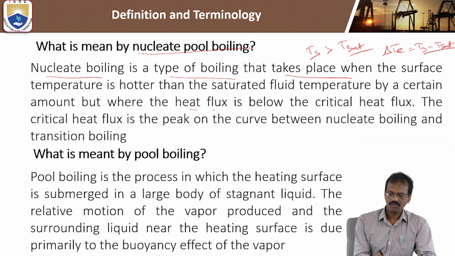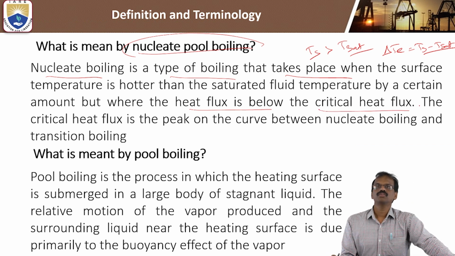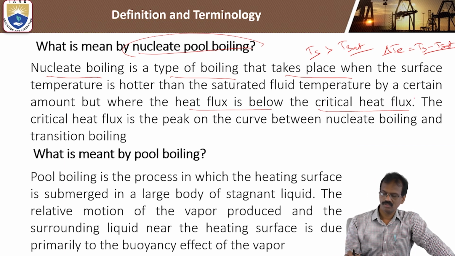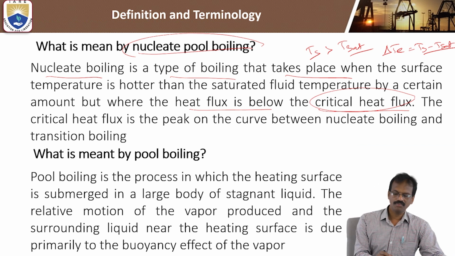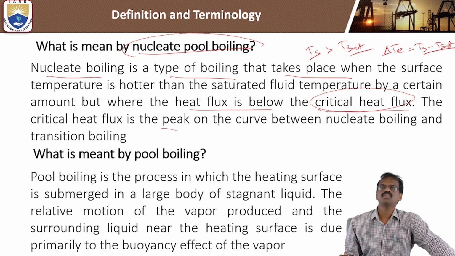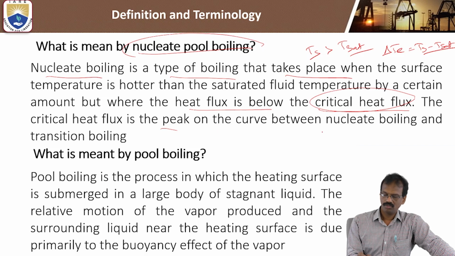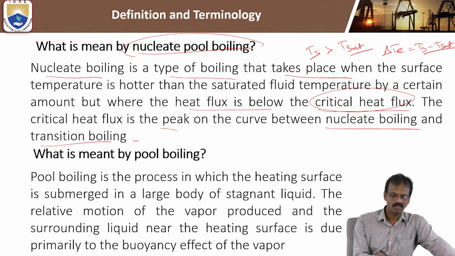Here, in the case of nucleate boiling, the heat flux, the rate of heat transfer, is below the critical heat flux. You know this one, critical heat flux also. The critical heat flux is the peak on the curve between the nucleate boiling and the transition boiling.